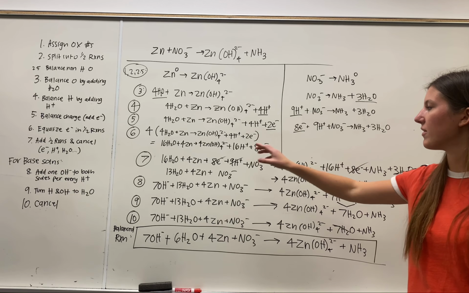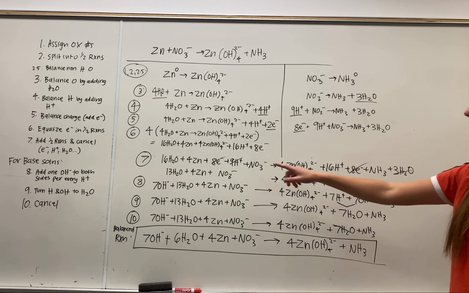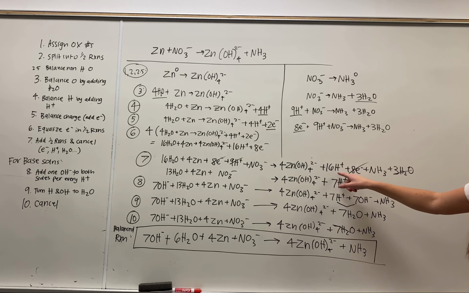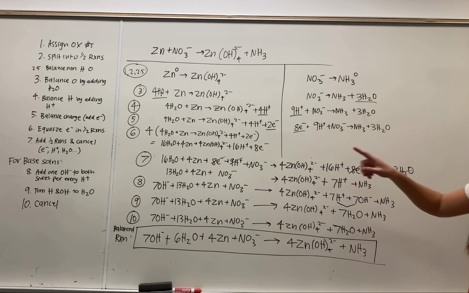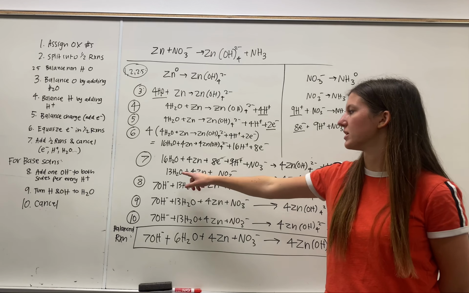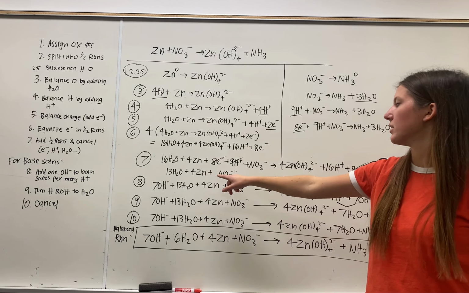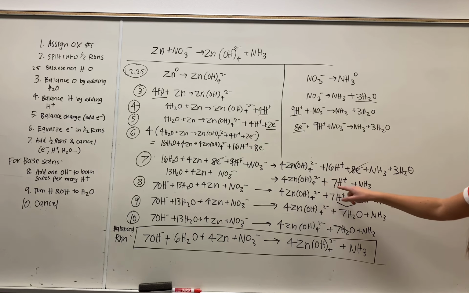So we add everything on the product side and everything on the reactant side, and then we just cancel. So we have the electrons that cancel, we have the 9 H+ and the 16 H+ cancel and leave 7 H+ on the product side. And the 3 waters and the 16 waters, 3 waters can go away from this side, and then we are left with 13. 16 minus 3 is 13 waters. So we have 13 H2O plus 4 zinc plus NO3 yields 4 zinc hydroxide plus 7 H+ plus NH3.